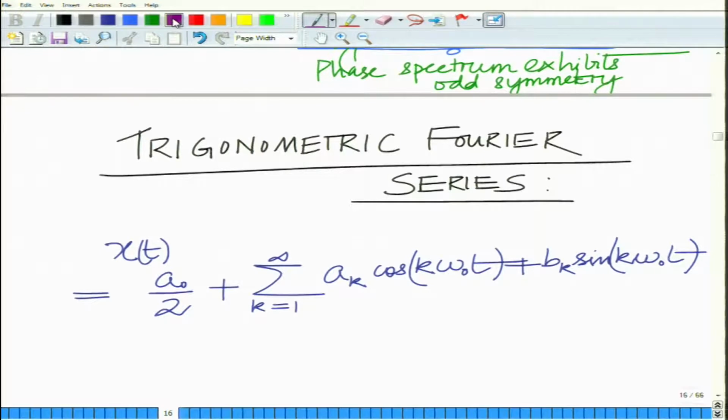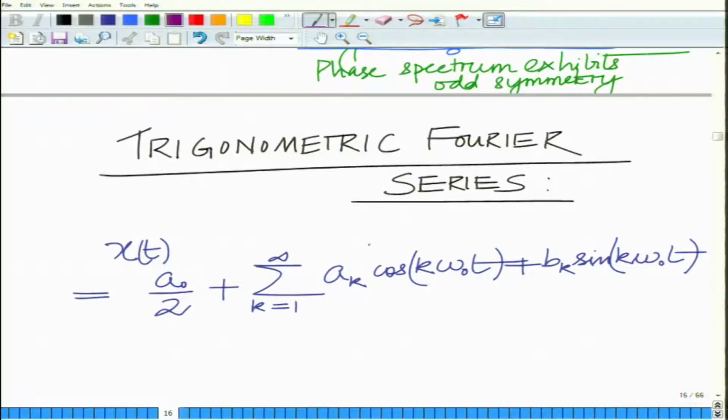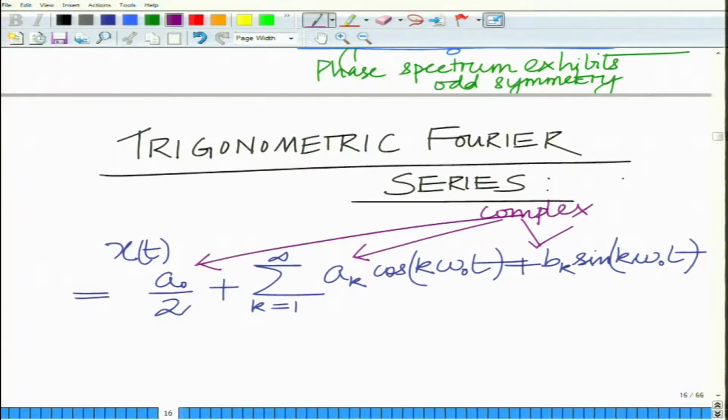These are obviously trigonometric functions, that is the cosine and sine. These are not complex exponentials. Therefore, this is known as the trigonometric Fourier series representation. It is convenient. We are going to look at its properties. And these coefficients, once again, can be complex. Okay, for a general signal x(t), these can be complex.